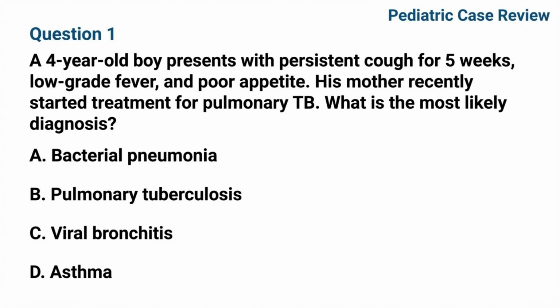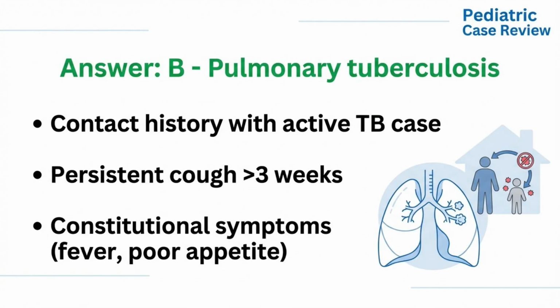Question 1. A 4-year-old boy presents with persistent cough for 5 weeks, low-grade fever, and poor appetite. His mother recently started treatment for pulmonary tuberculosis. What is the most likely diagnosis? Option A, bacterial pneumonia. Option B, pulmonary tuberculosis. Option C, viral bronchitis. Option D, asthma. The correct answer is option B, pulmonary tuberculosis.